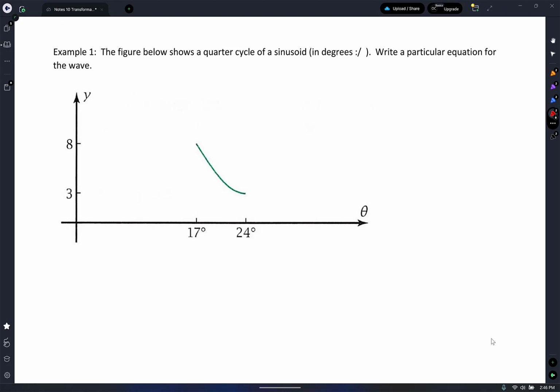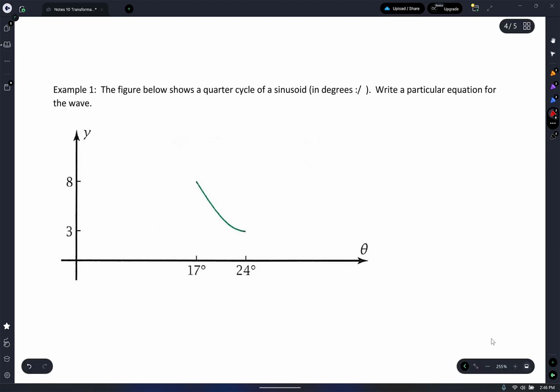The figure below shows a quarter cycle of a sinusoid in degrees. And I put the awkward emoji because for some reason you guys just perform better in degrees. It says write a particular equation for the wave. This is a quarter of a cycle. So that means I'm either going from a point of inflection to a low point, or a point of inflection to a high point, or a high point to a point of inflection. Does that make sense?